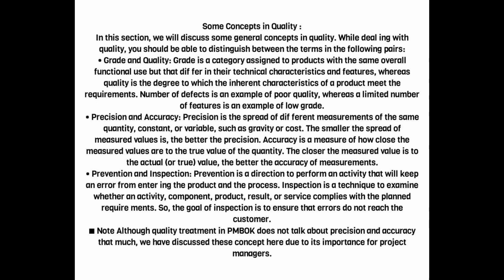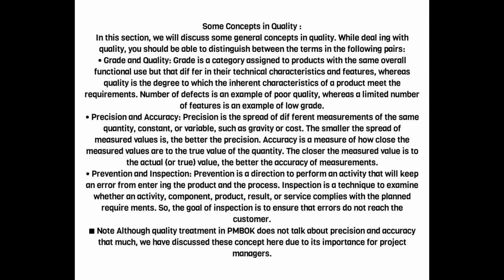Precision and accuracy. Precision is the spread of different measurements of the same quantity, constant, or variable, such as gravity or cost. The smaller the spread of measured values is, the better the precision. Accuracy is a measure of how close the measured values are to the true value of the quantity. The closer the measured value is to the actual, or true, value, the better the accuracy of measurements.